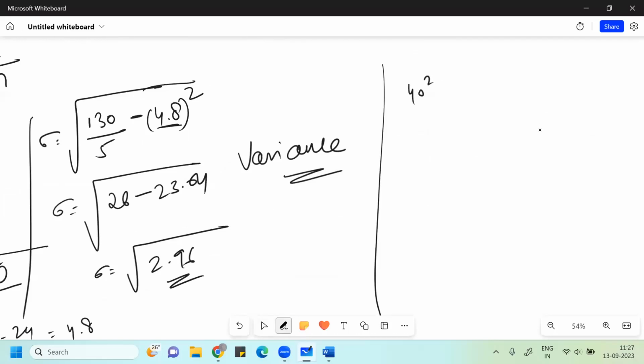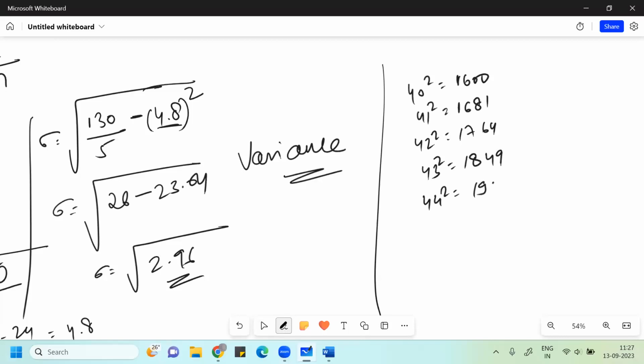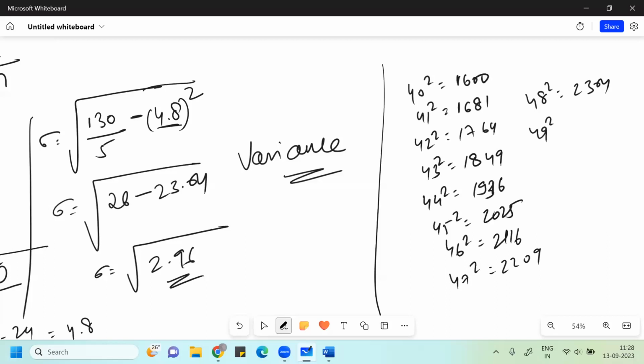This basic thing, squares and all, very basic. If you notice, 40 square is 1600, 41 square is 1681, 42 square is 1764, 43 square is 1849, 44 square is 1936, 45 square is 2025, 46 square is 2116, 47 square is 2209, 48 square is 2304, 49 square is 2401, and 50 square is 2500. Basics and all. If you can remember, you would be good in calculation.